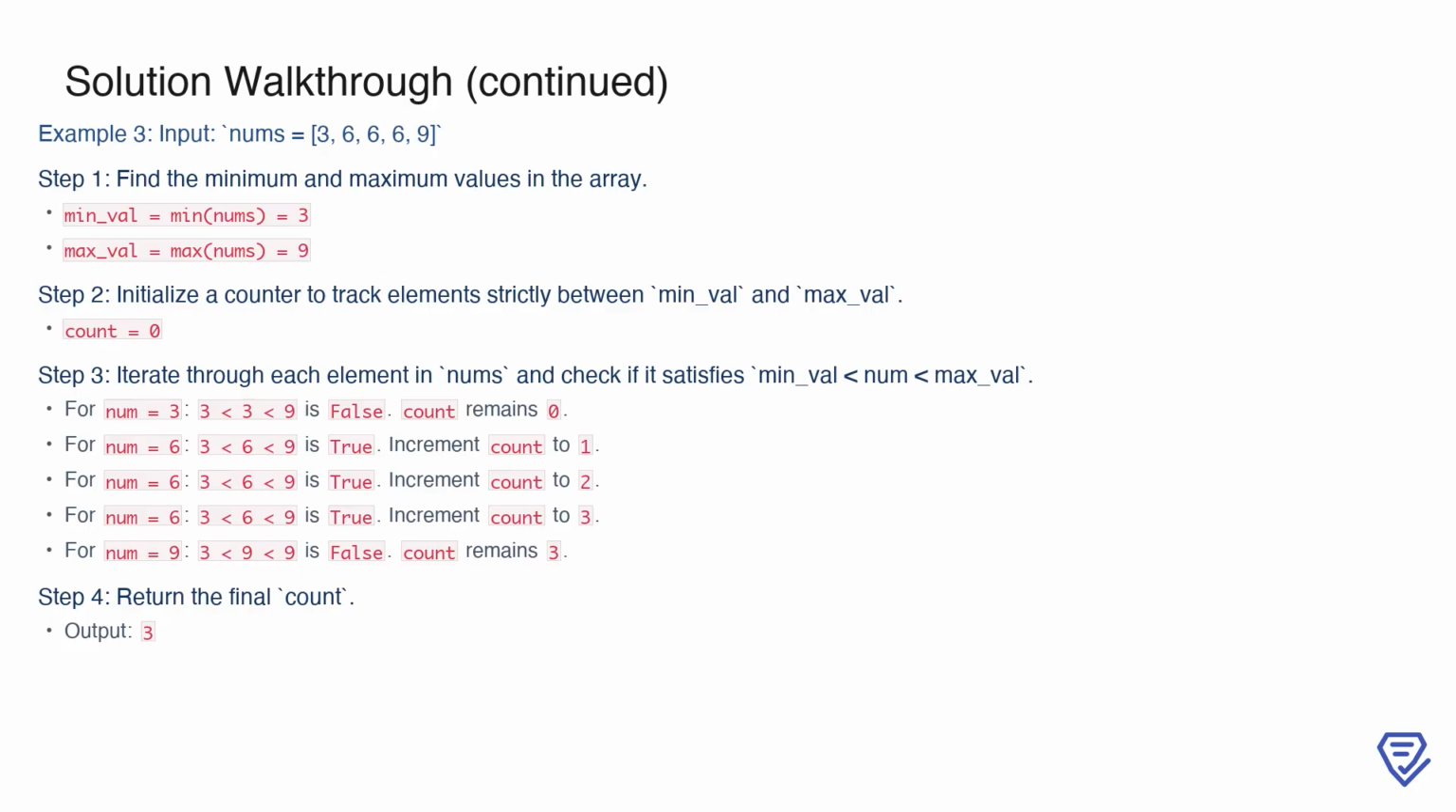The following two elements are also 6, and both satisfy the condition, so the counter increases to 2 and then to 3. Finally, for the last element, 9, the condition is false because it equals the maximum value, leaving the counter unchanged. After completing the iteration, the final count is 3, which we return as the output for this example.